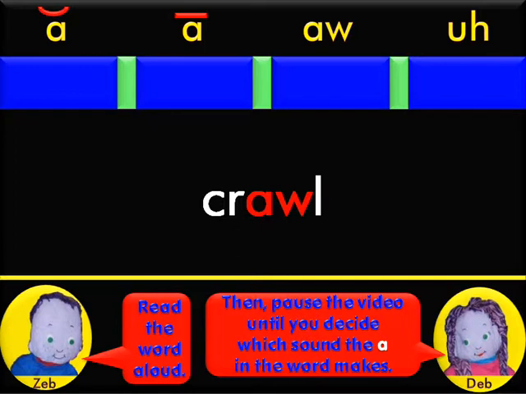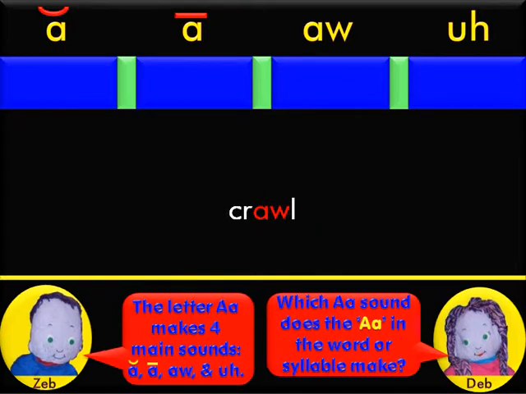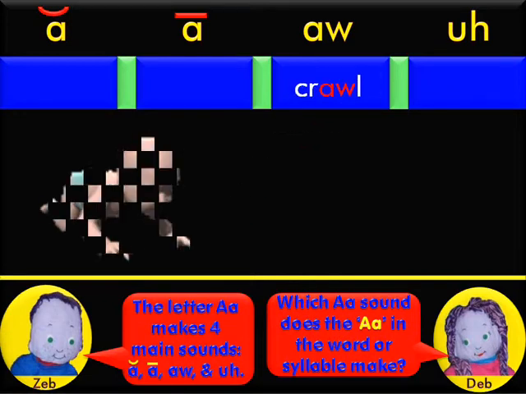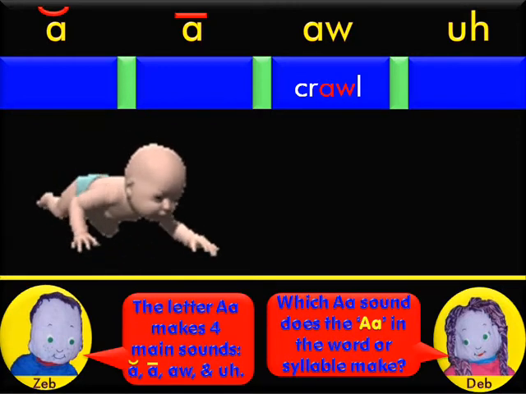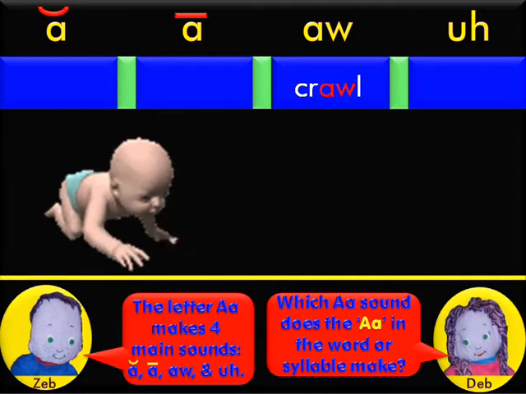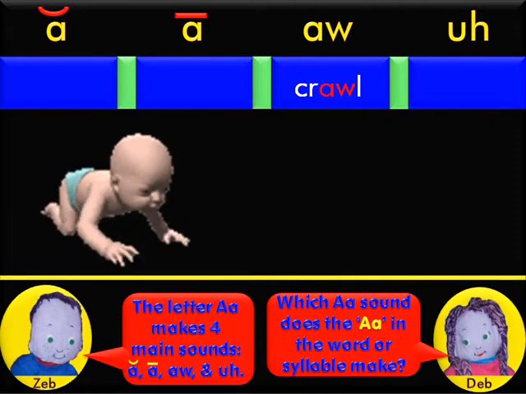Repeat after me. Crawl. Okay, pause the video and figure out which sound the A of crawl makes. Read the word with me. Crawl. All right, which slot does the word go into? Did you guess the third slot? I bet you did. Good job.